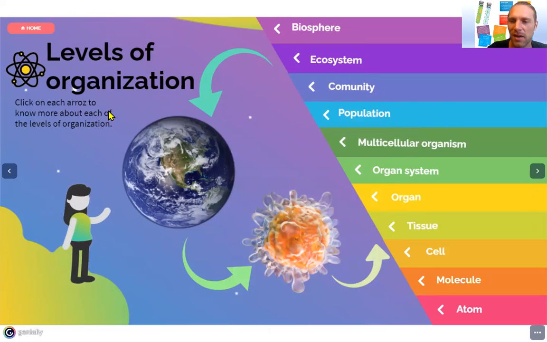What is interesting, guys, and I want you to notice, is that on each of these levels you have a different science. Here you have chemistry, and the job can be a chemist. Here you have molecules. It's molecular biology, and you can be an organic chemist or a molecular biologist.